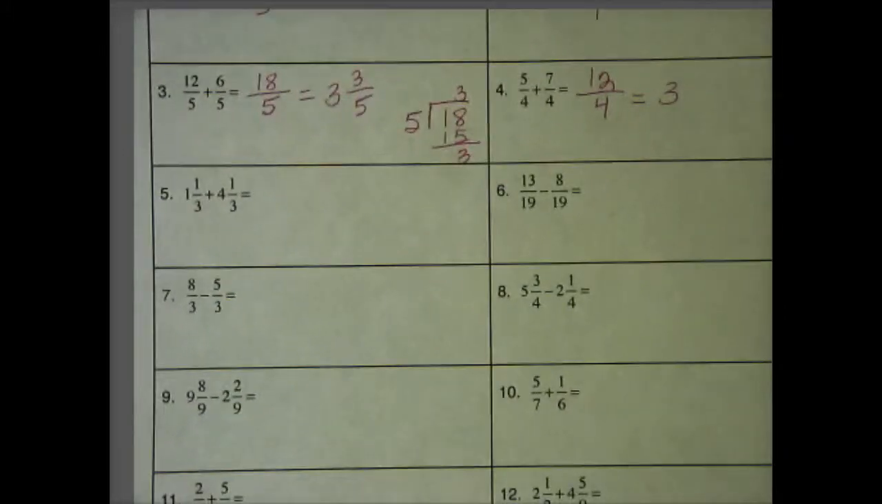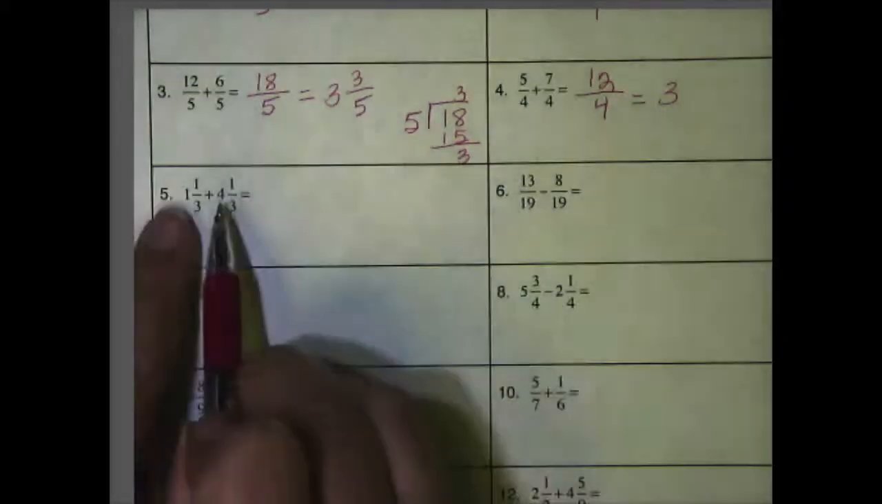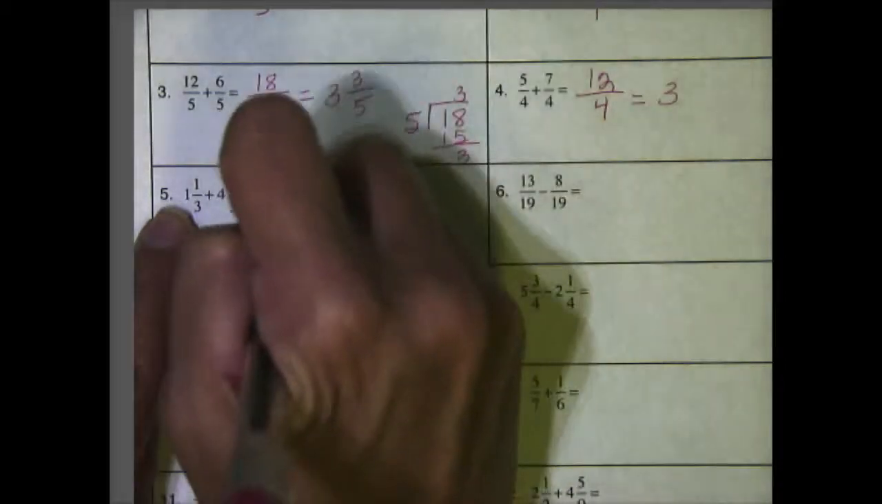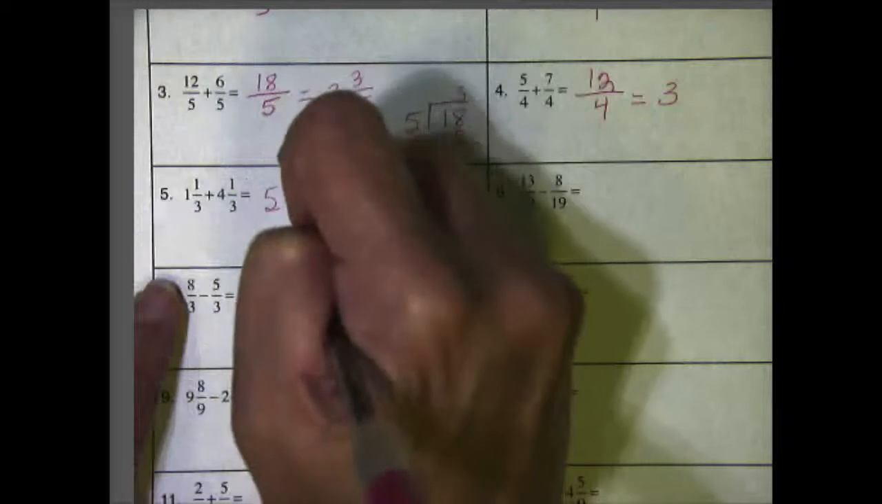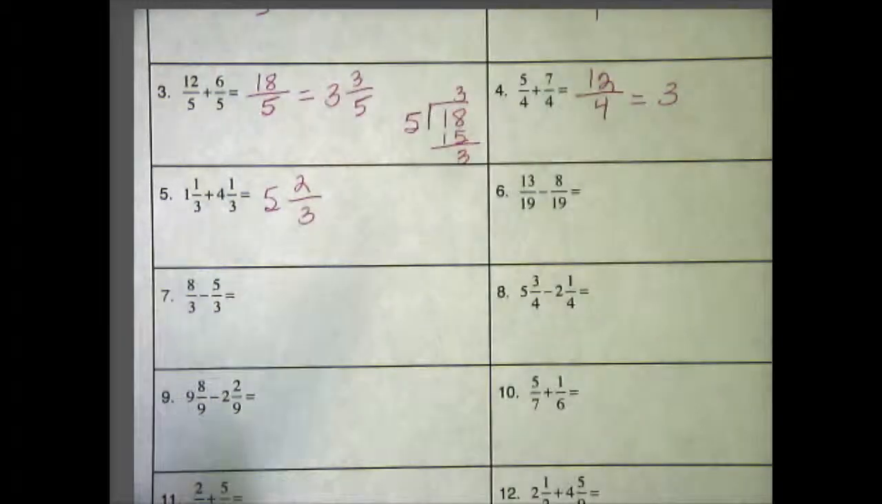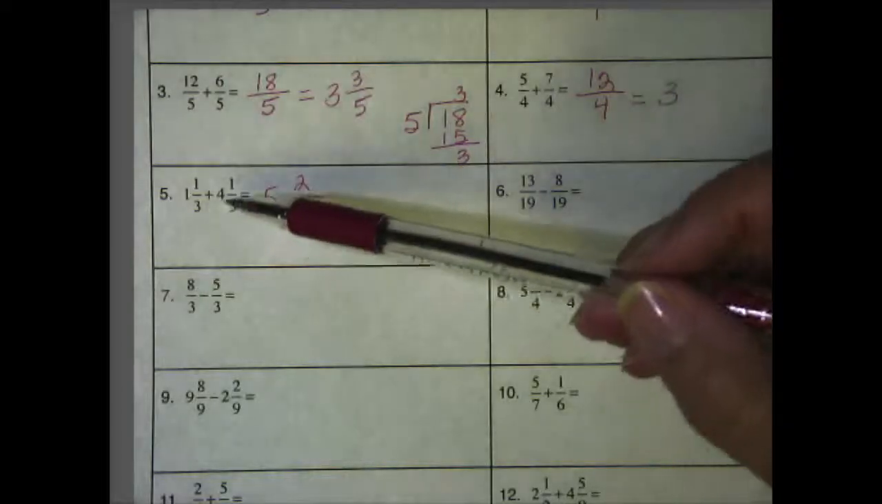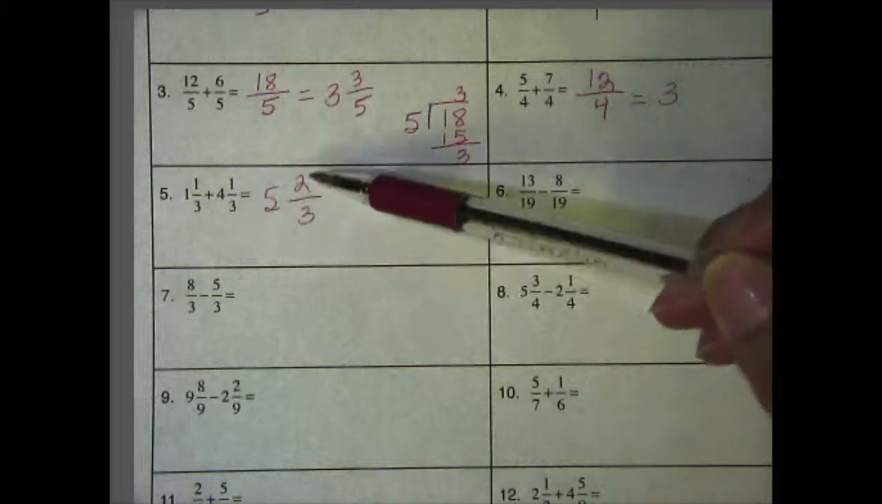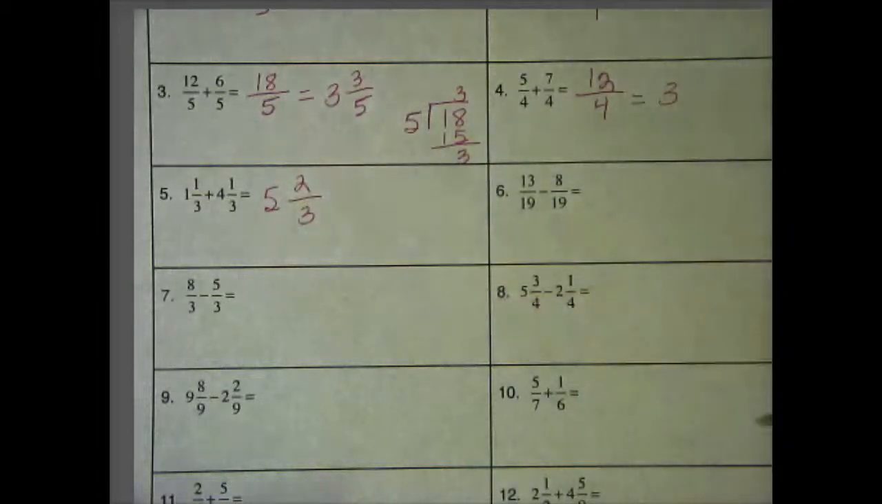Let's take a look at number 5. Number 5, we have mixed numbers to add, but they both have a common denominator. So what we need to do is we'll take the two whole numbers, 1 plus 4, and add them. We'll add the numerators, and the denominator stays the same. So 1 1/3 plus 4 1/3 equals 5 2/3. Let's take a look at number 6.